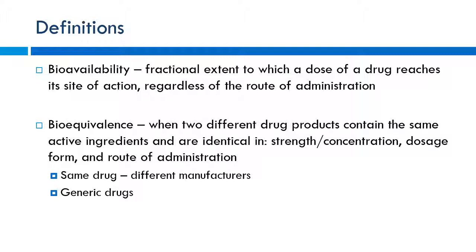So again, bioavailability is the amount of drug that actually reaches the site of action, regardless of the route of administration, okay? Now, bioequivalence is when we're comparing two drug products together that have the same active ingredients, the same actual drug product, but we want to make sure they're identical in strength, concentration, the dosage form, all of that. The main thing where this comes up is when we're talking about generic medications versus brand names, right? We mentioned during that drug development talk that when you get a new patent for a drug, you only have 20 years before it will go generic, essentially, right?